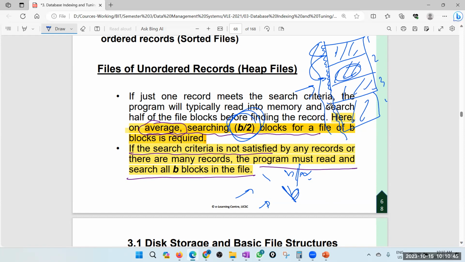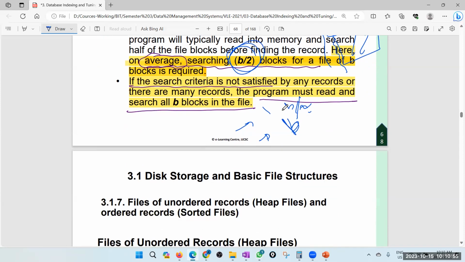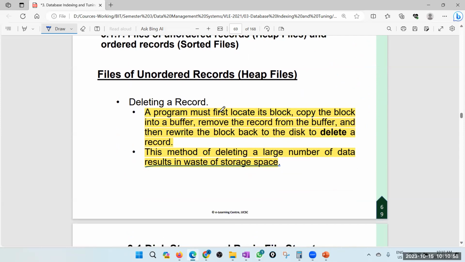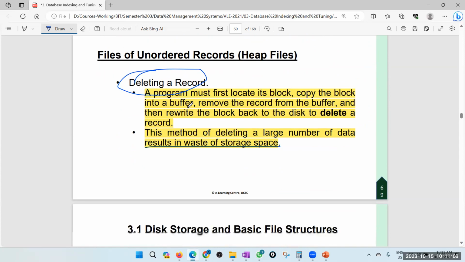You can understand this because there's no other mechanism to identify which block your record is in. So therefore, this is not very efficient for search, update, and delete, because in update and delete also you first have to find the record. Remember, deleting a record, again, you have to find the record. So again, on average, B by 2 blocks you need to access.